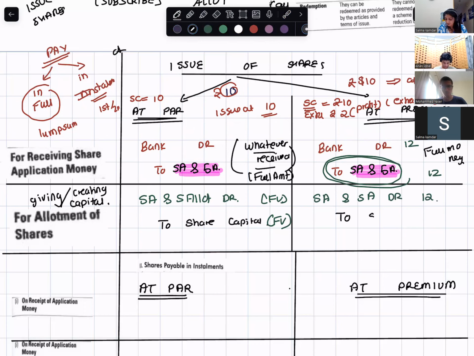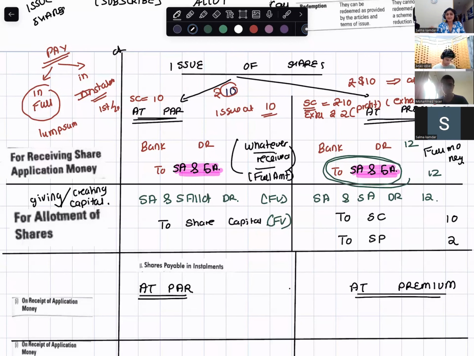How much money will go to the share capital? Share capital 12. No, sorry, 10. Share capital 10 and securities premium 2. Capital can never be more than the face value. Are you with me? Yes, ma'am. Okay, I'm giving you some time. Understand again, absorb again, write if you want to, memorize, do whatever you want. Give me a green signal, then go ahead. Okay.